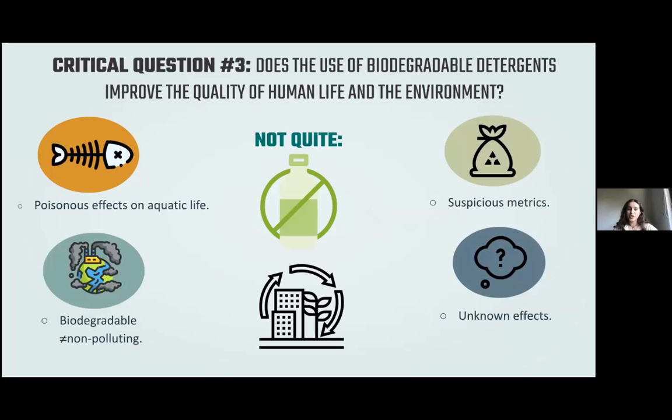The answer to critical question number 3 is not quite, as biodegradable detergents do not currently improve the quality of human life nor the environment, and here's why. They have very poisonous effects on aquatic life as they destroy the external mucus layers of fish that protect them from bacteria. They also have very suspicious metrics, as biodegradability is measured at 28 days in the presence of air. And during this time, all of the molecules are going to escape from sewage treatment plants and spread in the environment. Also, the fact that a product is biodegradable does not mean that it's non-polluting, not to mention that the effect of biodegradable products in the ecosystem is unknown.